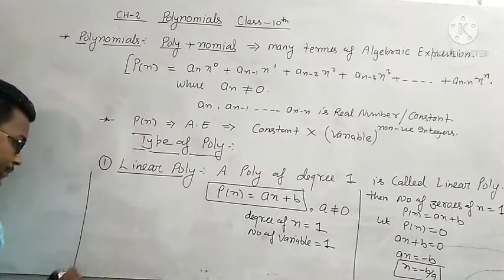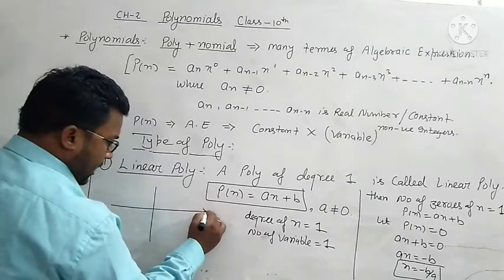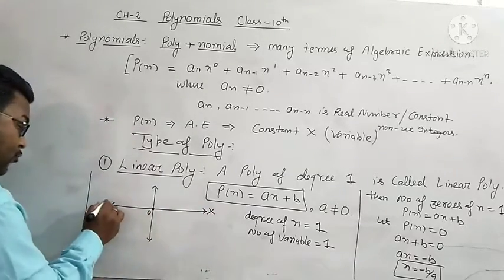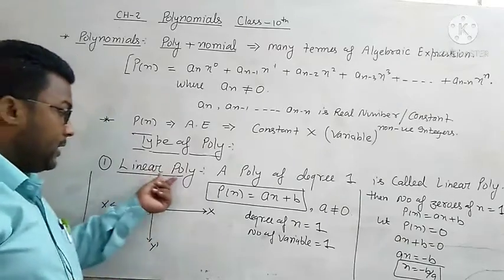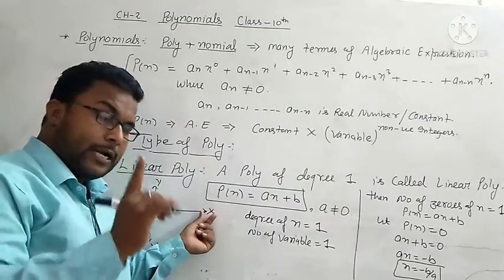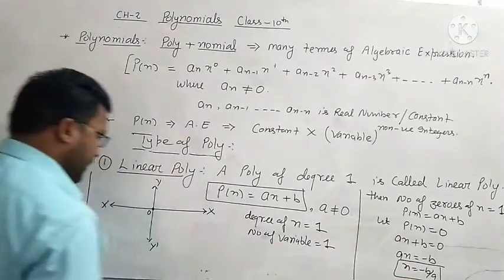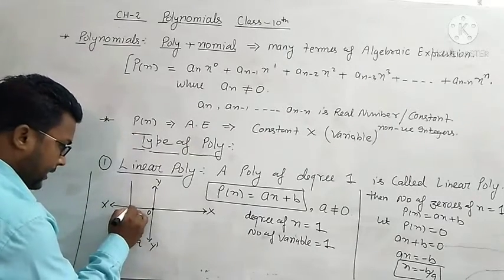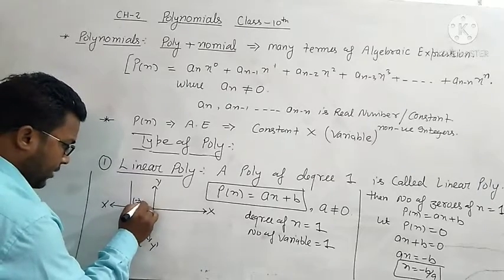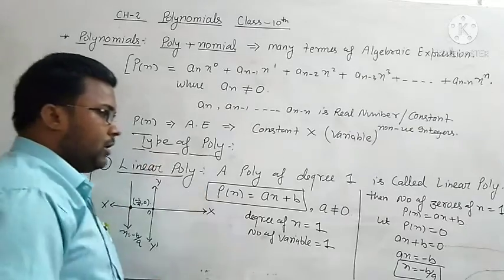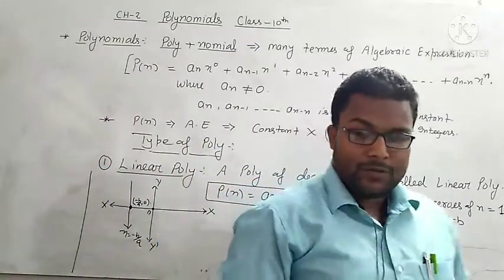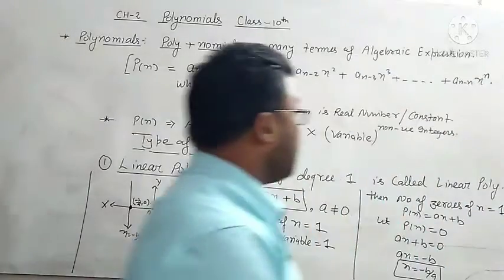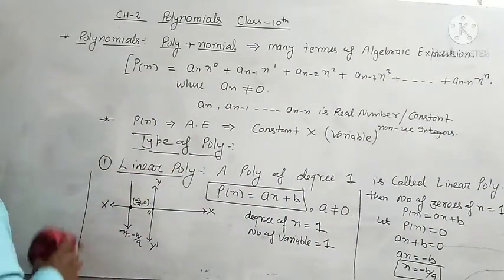Then representing it graphically, what happens if we represent a linear polynomial on a graph? A linear polynomial intersects the axis at only one point. Listen carefully: a linear polynomial intersects the x-axis at only one point. For example, x is equal to minus b by a, so it intersects the x-axis at the point (minus b by a, 0). So this defines all linear polynomials. But in class 10th, the first exercise starts with quadratic polynomials. So first of all we write it down, then we discuss quadratic polynomials.